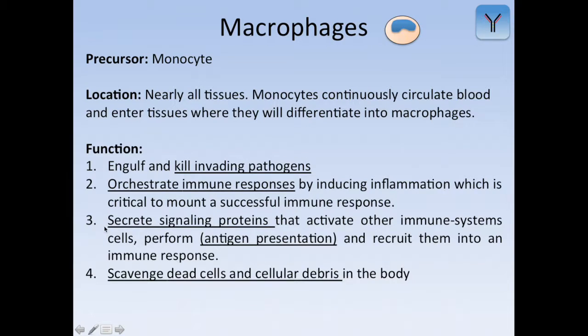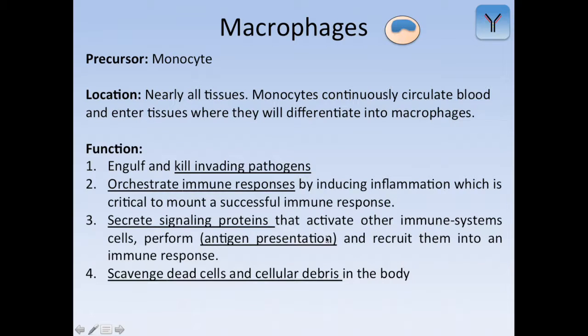How they do that is by secreting signaling proteins. This tells other lymphocytes that there's an infection going on in this area to come to this area. At the same time, it activates the other immune system cells. And lastly, very importantly, they also perform antigen presentation.